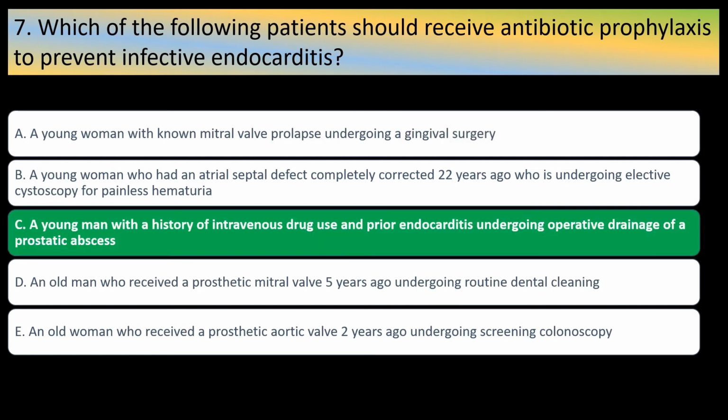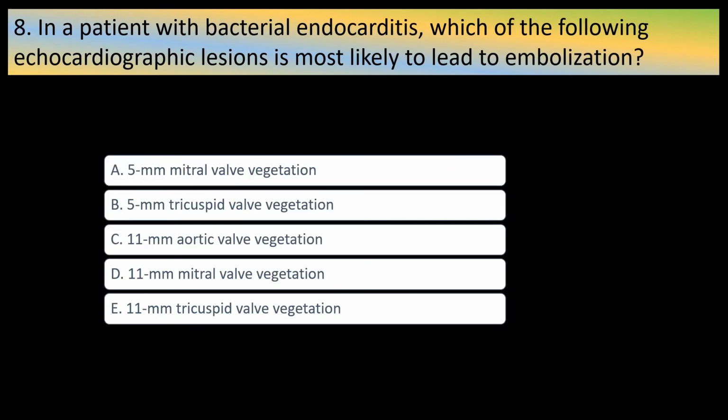A young man with a history of intravenous drug use and prior endocarditis undergoing operative drainage of a prostatic abscess. Next question: in a patient with bacterial endocarditis, which of the following echocardiographic lesions is most likely to lead to embolization? A. 5 mm mitral valve vegetation, B. 5 mm tricuspid valve vegetation, C. 11 mm aortic valve vegetation, D. 11 mm mitral valve vegetation, or E. 11 mm tricuspid valve vegetation.